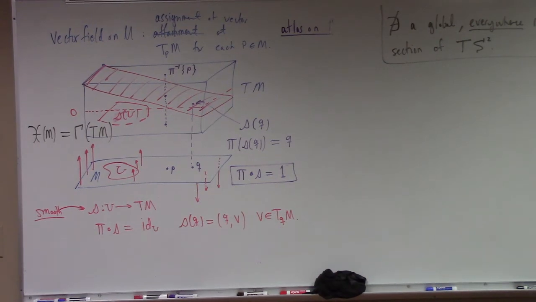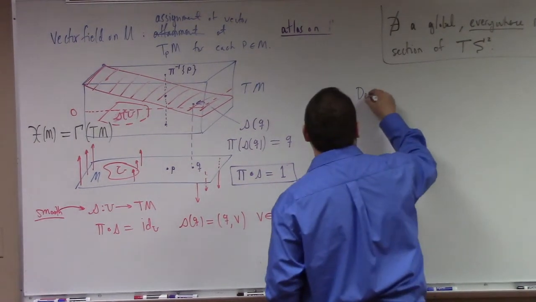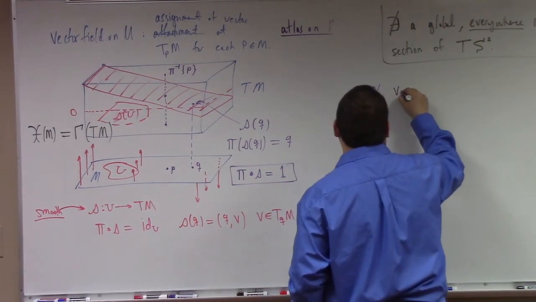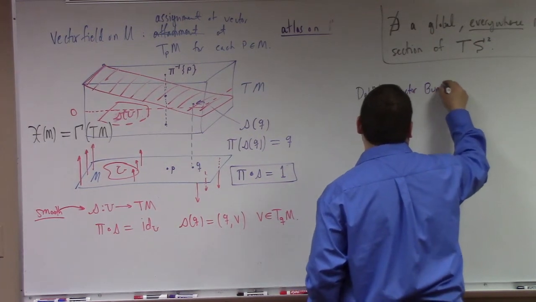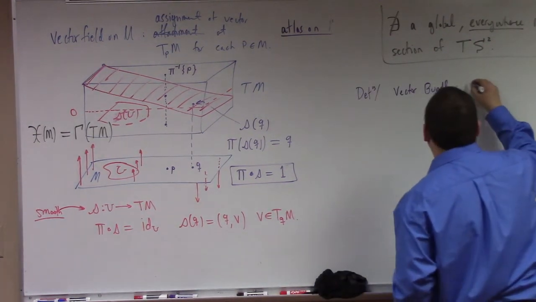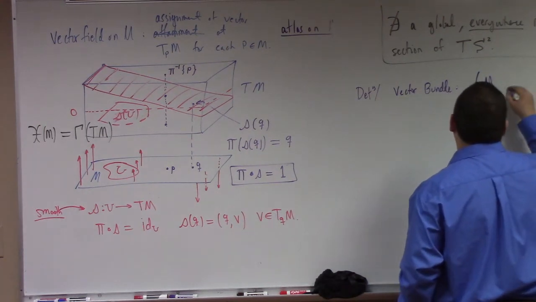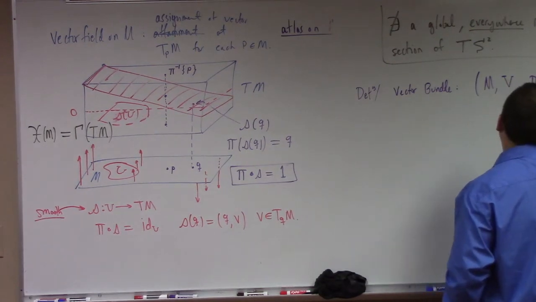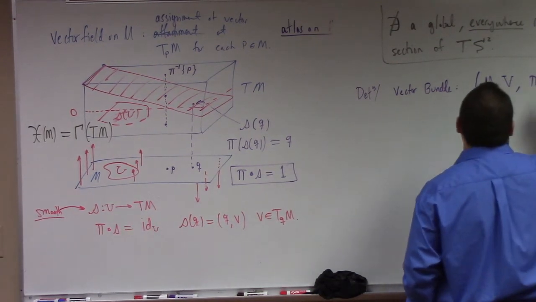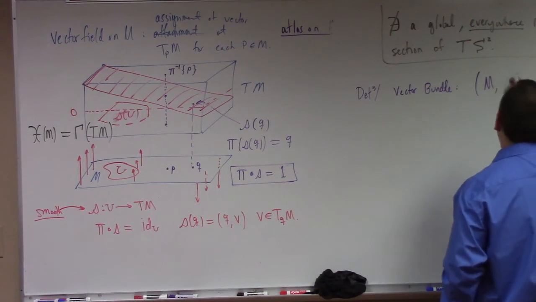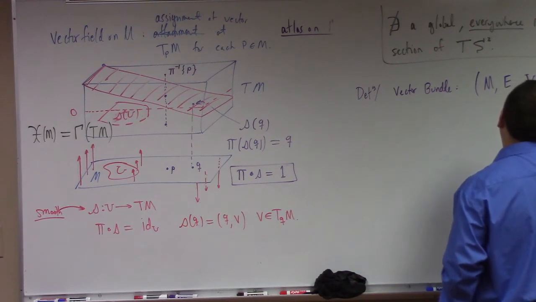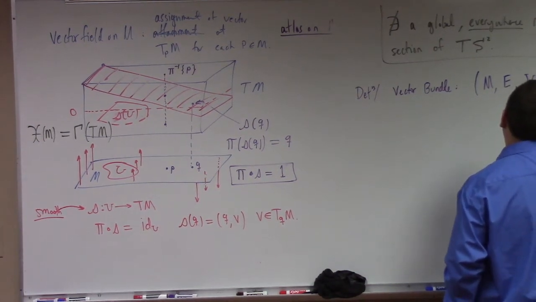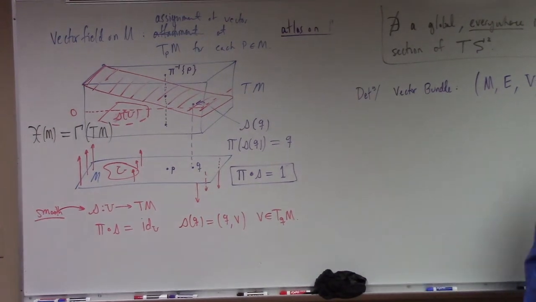All right, so what is a vector bundle? Generically speaking, definition: a vector bundle is essentially a triple. It's a manifold, it's a vector space, and it's a map. That's not it yet, it's more than that. It's a manifold, the total space. It's a vector space, and it's a map. And I think that's enough. That's essentially a vector bundle.